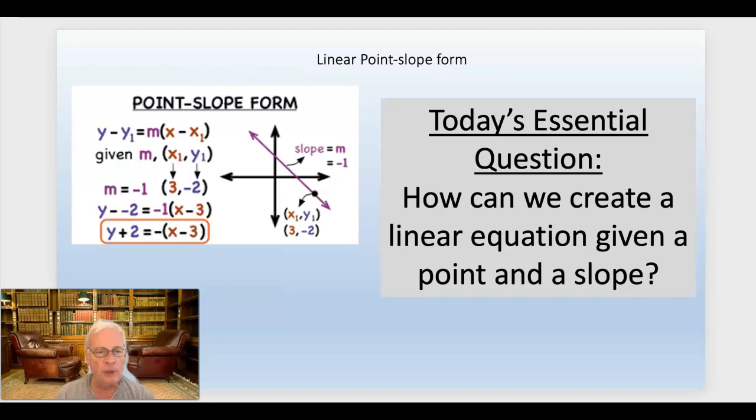Today's essential question for the homework check: how can we create a linear equation given a point and a slope?